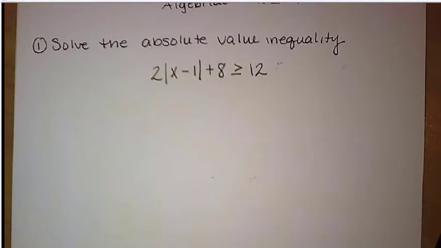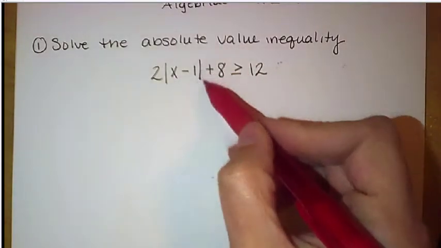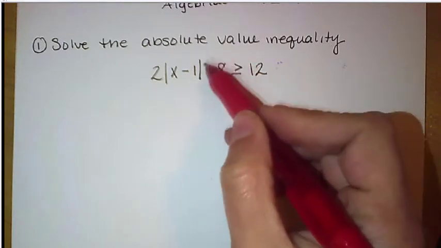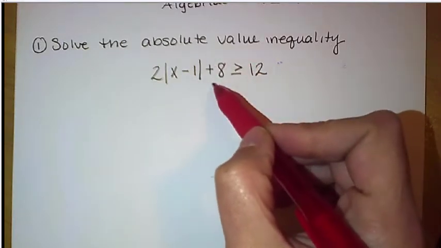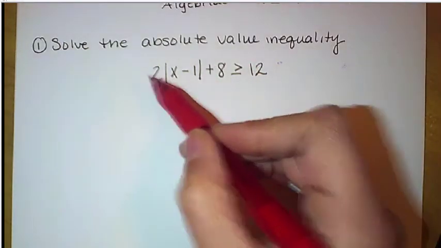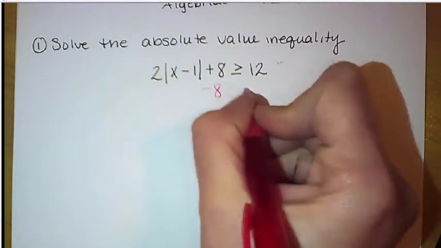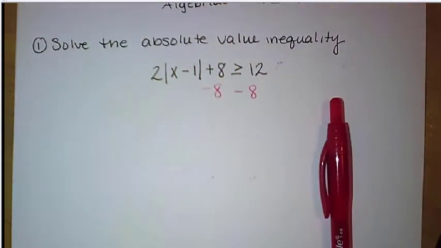But the steps that we learned for solving an absolute value equation actually follow through with this as well. We do need to isolate our absolute value first. We need to get it in what we called standard form. So the first thing we want to get rid of is this plus 8. Remember, we always want to move the addition and subtraction first and then do our 2. So here we're going to subtract 8 from both sides.